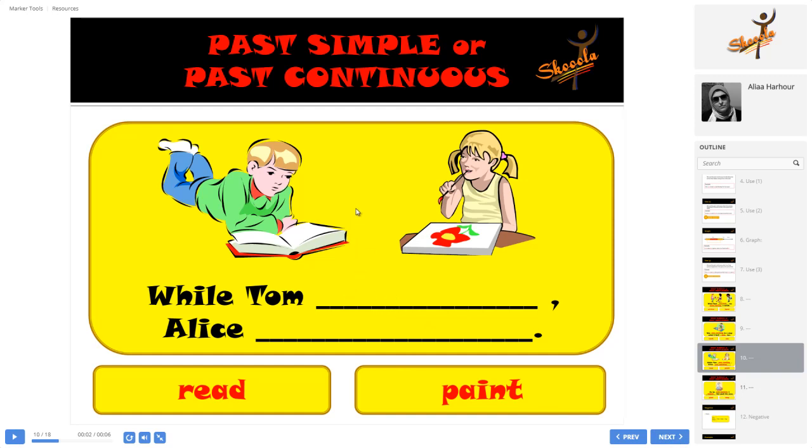Tom is doing something and Alice is doing another thing. One of them is reading and the other one painting. Which action interrupts the other? Is there a short action and a long action? What do you think? I have here, first of all, my keyword, which is while.